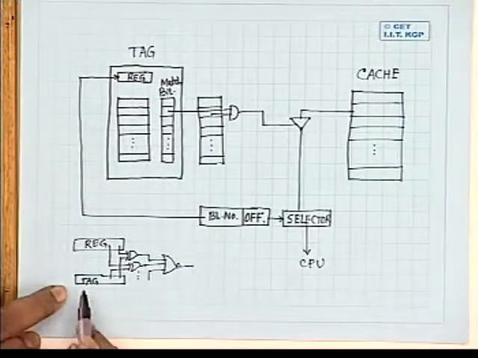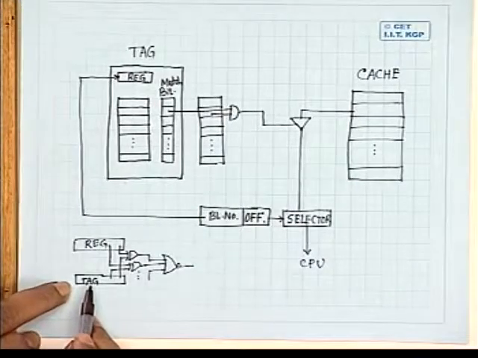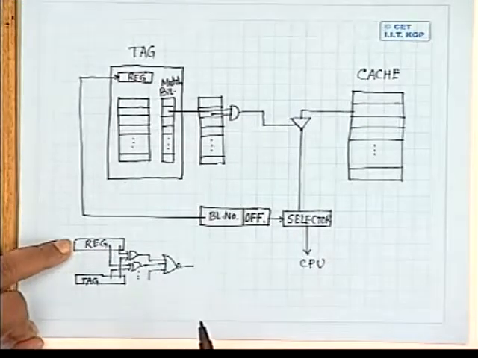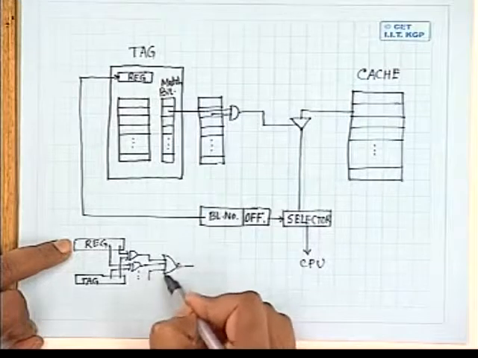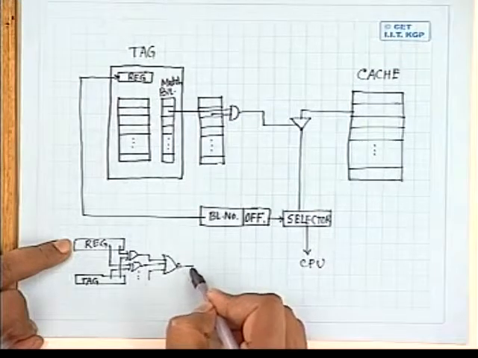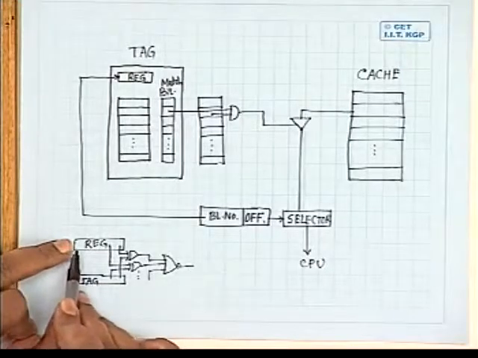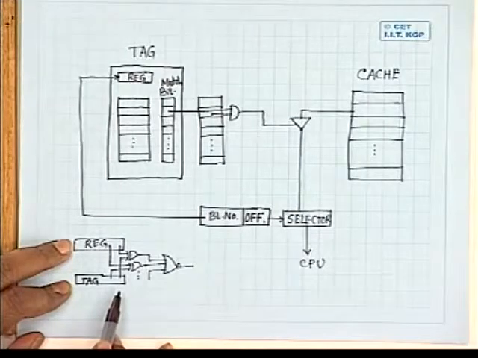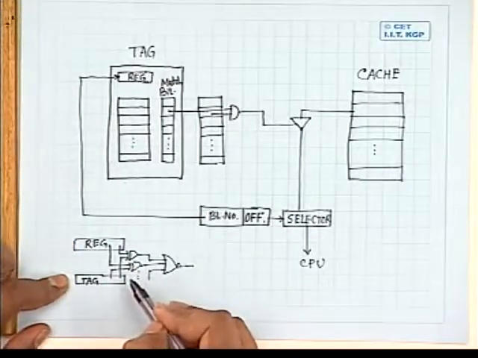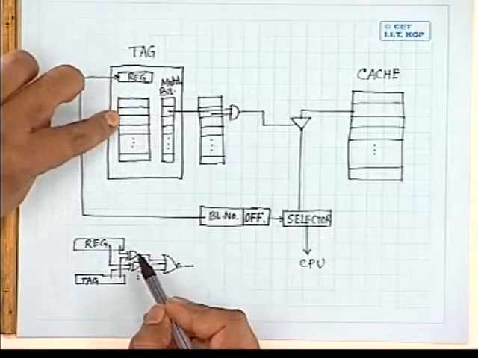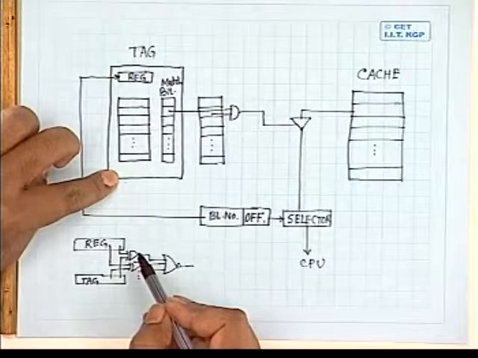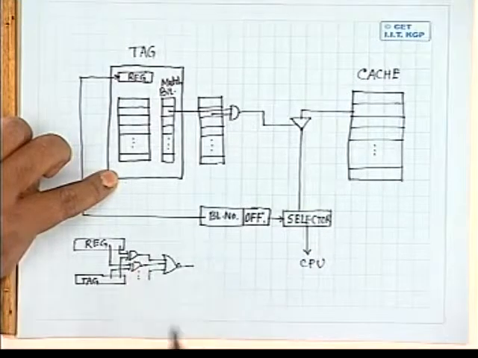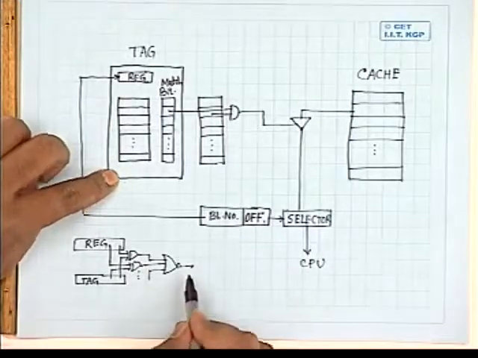If the tag memory location matches bit by bit with this register content, the outputs of all the XOR gates will be 0. When all these outputs of the XOR gates are 0, the output of the NOR gate will be 1. So this output of the NOR gate will be 1 only when the content of the register matches bit by bit with the content of a tag memory location. I have a similar arrangement between the register and each of these tag memory locations. So you find the number of XOR gates and NOR gates that you need. The output of this NOR gate is what I call a match bit.